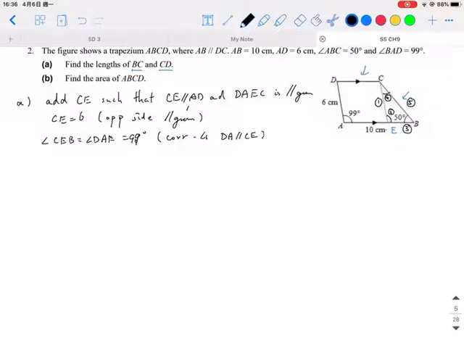Second step, and therefore we have angle ECB, which is equal to 180 minus angle CEB and angle CBE, which is equal to 180 degrees minus 99 and minus 50. So this is the third step. Change a little bit. This is the third one.